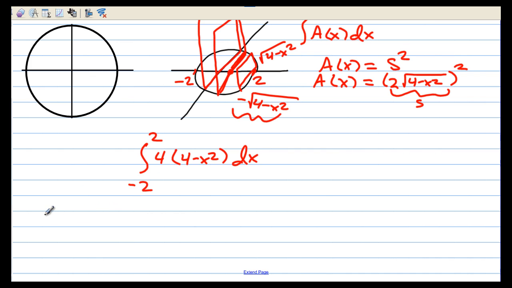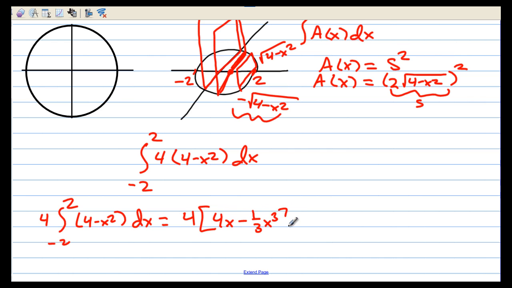Let's pull out a 4. And so we have the integral from -2 to 2 of 4 minus x squared. I suppose we could distribute it and then take the integral. That'd be just as easy, I suppose. The antiderivative of 4 is 4x, and then we have minus 1/3 x to the third. We're going to evaluate that from -2 to 2.